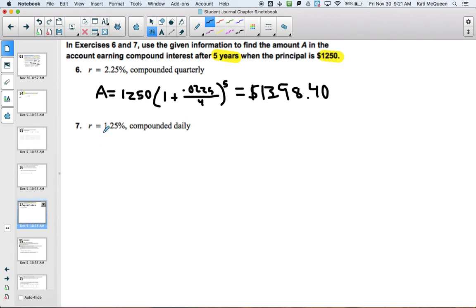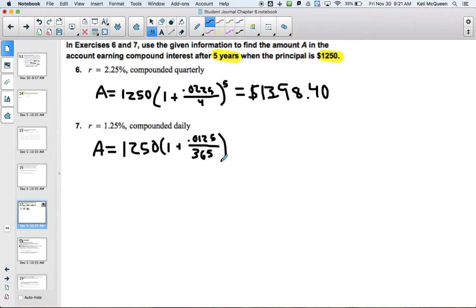Okay, so what's different this time is the interest rate and how often it's being compounded. So I'm still starting with my 1250, so that's P. So just following the formula here, 1 plus, let's see, 1.25% as a decimal. I would have to move this 2 places to the left. It would be 0.0125 divided by N. So N is how many times it's compounded per year. If something is being compounded daily, there are 365 days in a year.